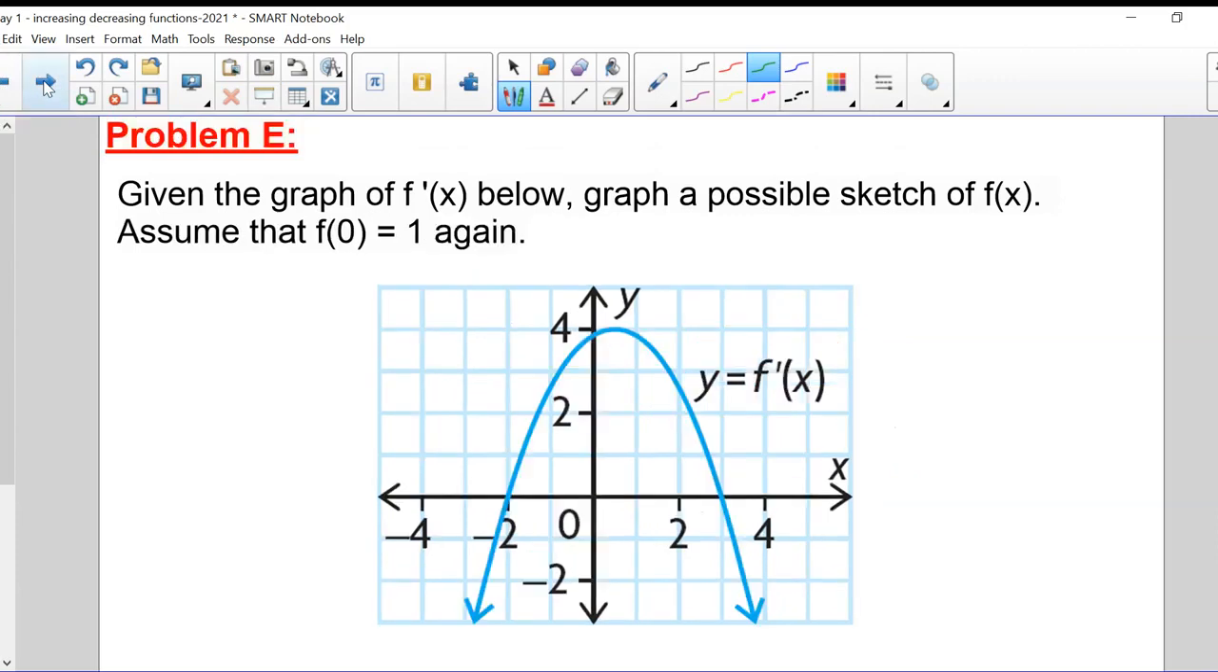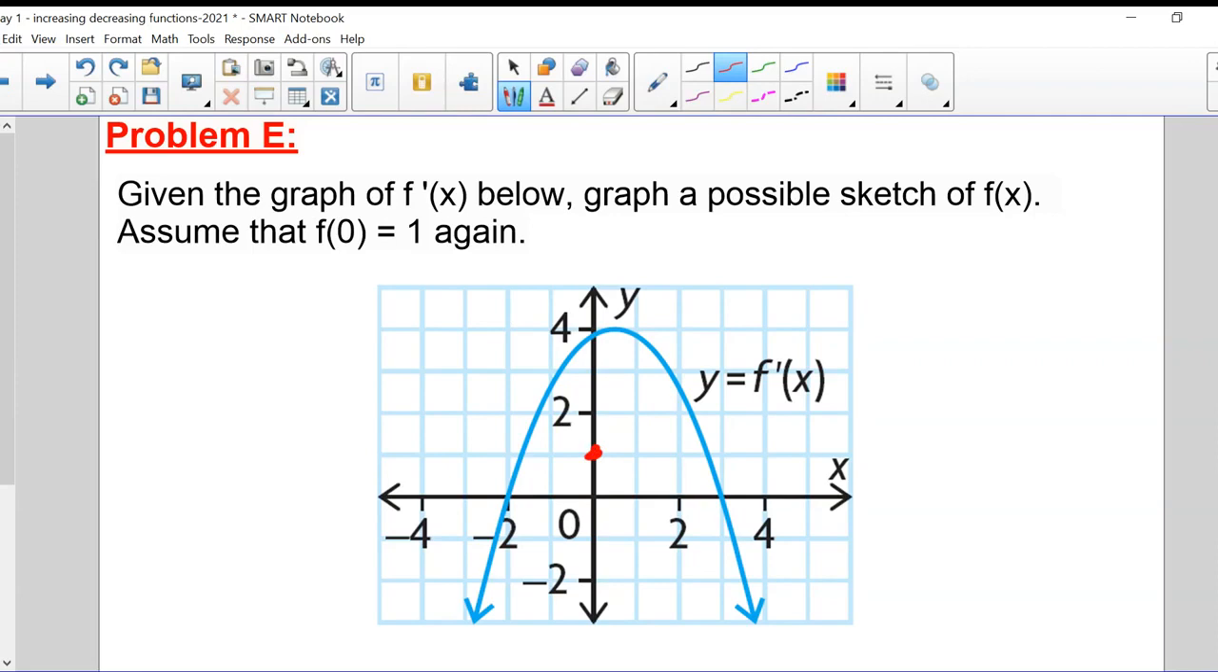Next graph, next question. Given this graph of f prime of x below, graph a possible sketch. Again, we're not going to have every single point in the correct place because we don't have enough information to do that. But give a possible sketch of f of x, and again, assume that f of 0 is 1. So the one point that I do know is this point right here.